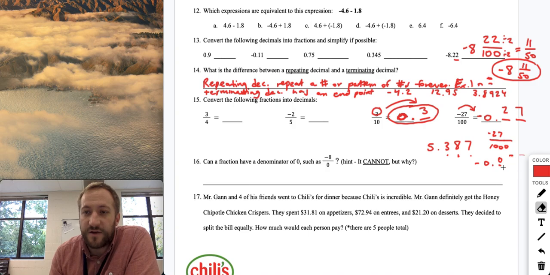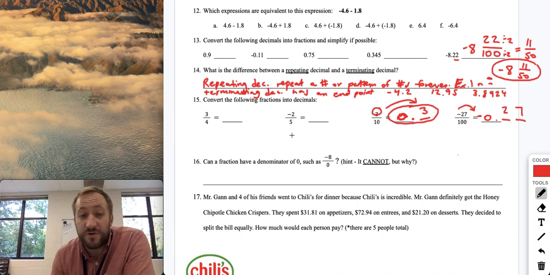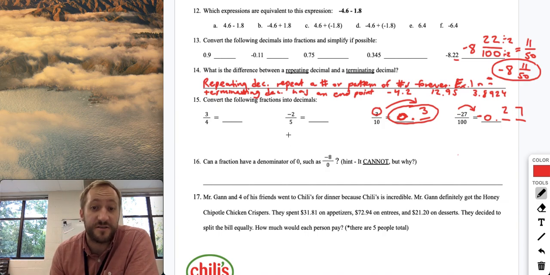And give that an erase. So let's get back up here. Now, this one over here, negative 2/5. There is no such thing as a fifths place. We have tenths, 100ths, 1,000ths, 10,000ths, 100,000ths, but we don't have a fifths place.